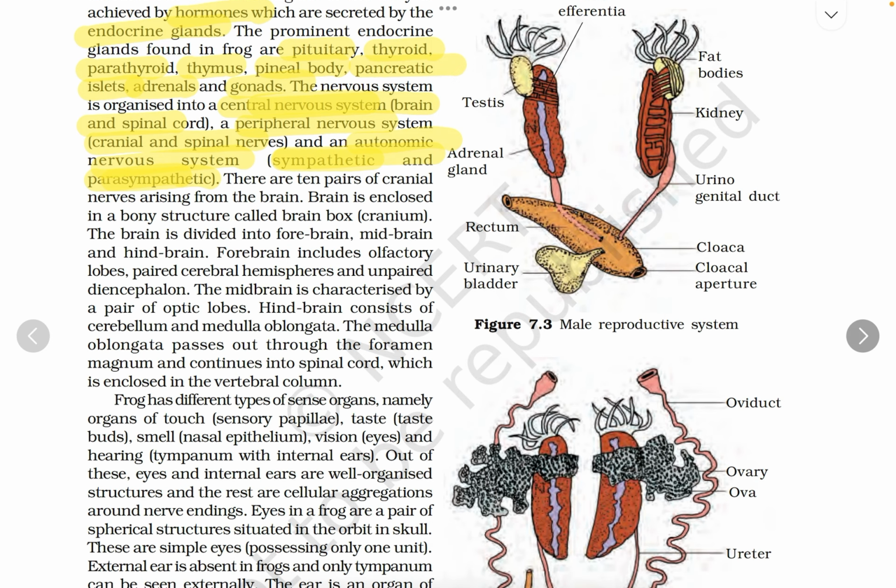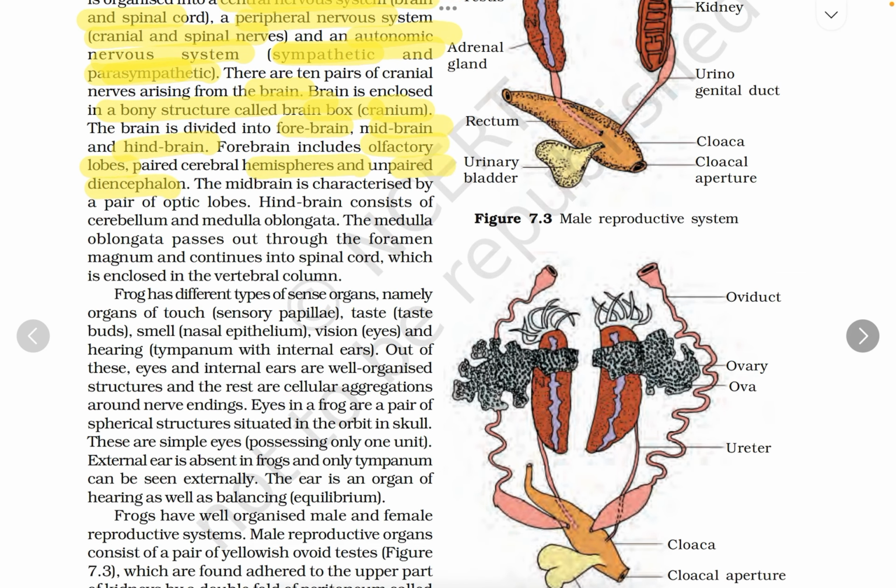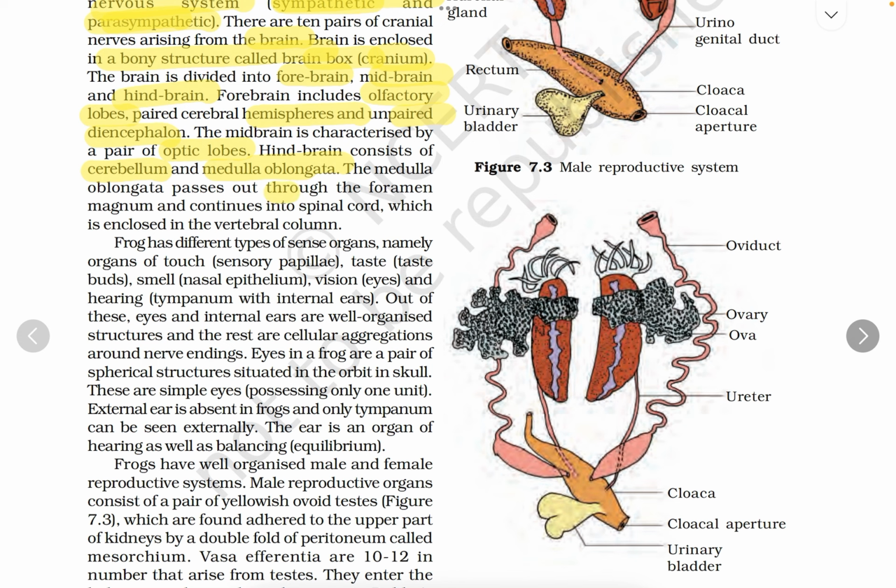There are 10 pairs of cranial nerves arising from the brain. The brain is enclosed in a bony structure called the brain box or cranium, just like how we have the skull. The brain is divided into forebrain, midbrain and hindbrain. The forebrain includes olfactory lobes, paired cerebral hemispheres and an unpaired diencephalon. The midbrain is characterized by the optic lobes. The hindbrain consists of the cerebellum and medulla oblongata. The medulla oblongata passes out through the foramen magnum and continues into the spinal cord, which is enclosed in the vertebral column.